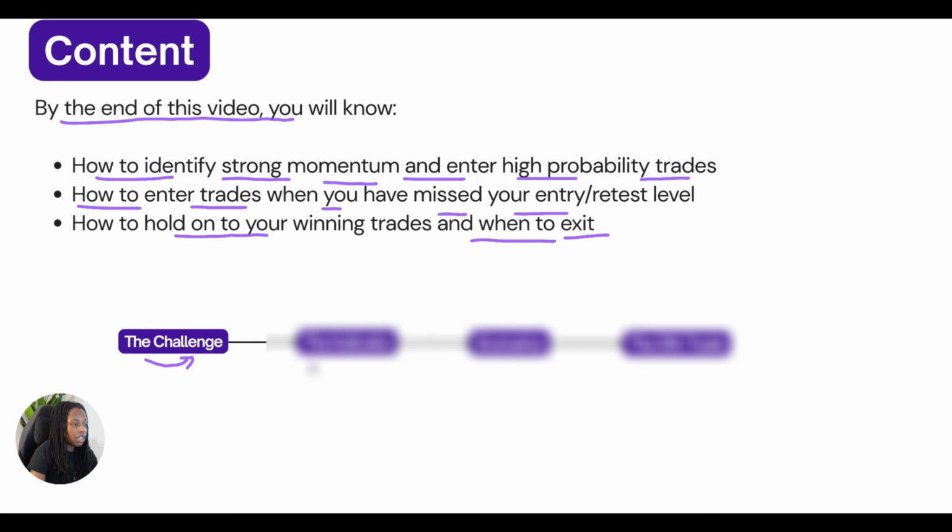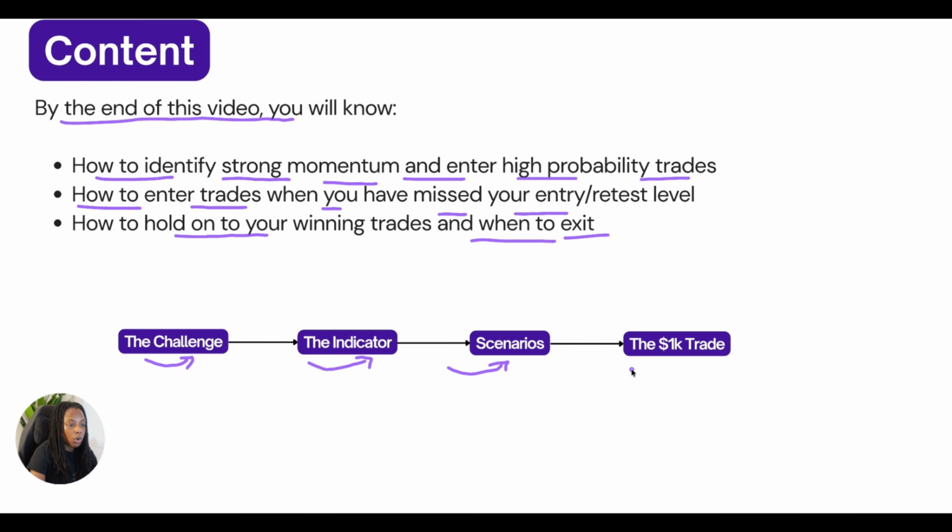I will be going over the main challenge that most people face and the challenge that I was facing. Then I'll show you the indicator, and then I will go over two scenarios and how to use the indicator and how to add the indicator to your chart. And then finally, I'll be going over a trade where I made just over $1,000 using everything I'm going to go over in this video.